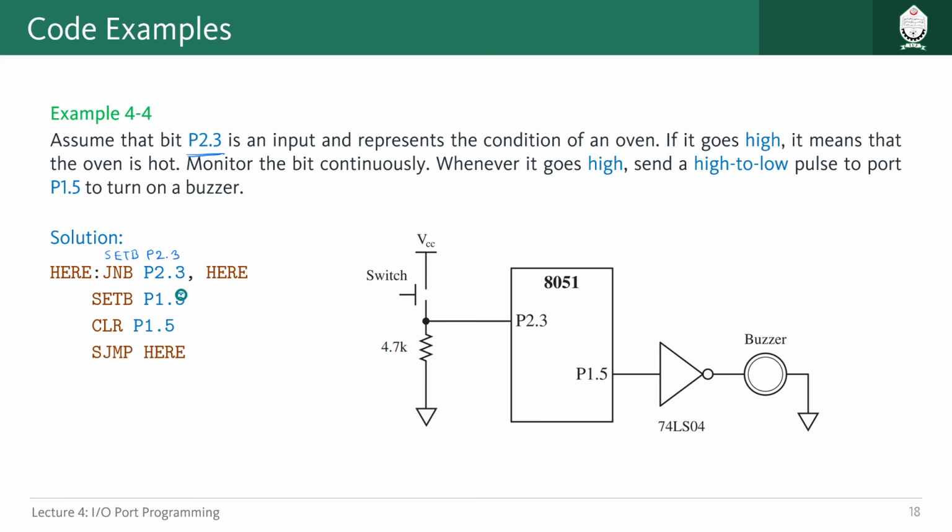Now we are going to monitor the condition of pin 2.3. If this is low, that means we are going to just stay in this particular line in a loop, and whenever this pin becomes high, we can skip that and go to the next line. So you see SETB then CLR, that means a high to low pulse will be given to this particular pin, and then after doing that it will turn on the buzzer. Basically we can again move on to our first line to again monitor what is happening to our input, right?